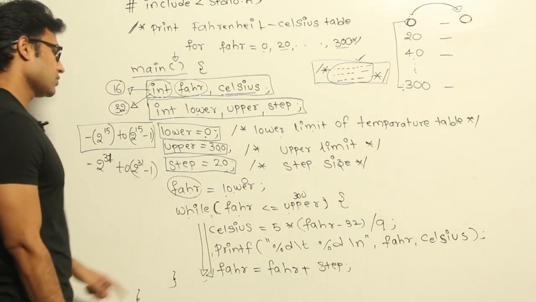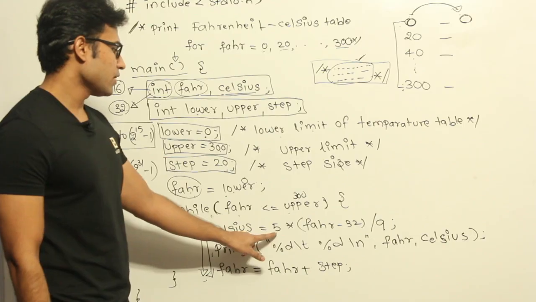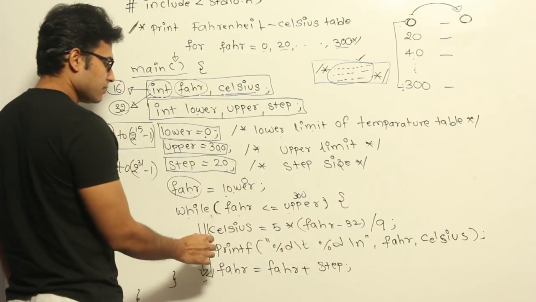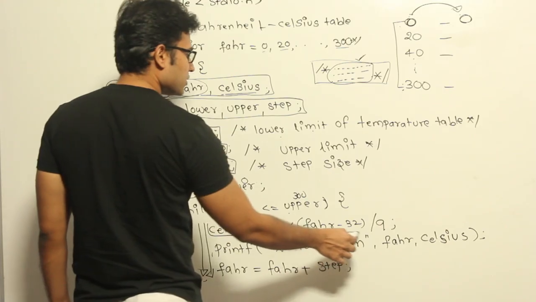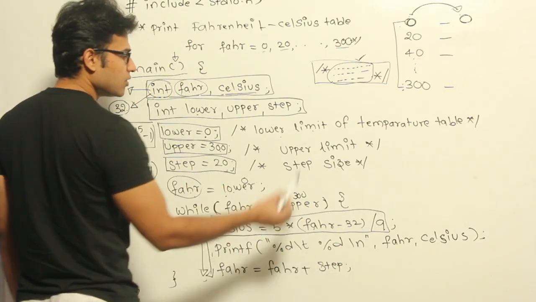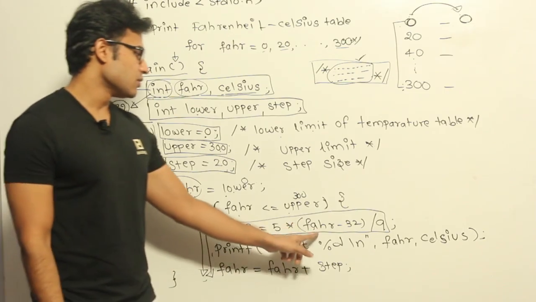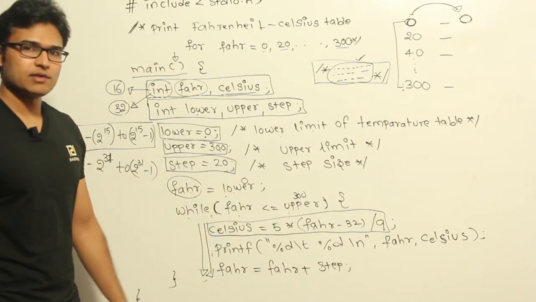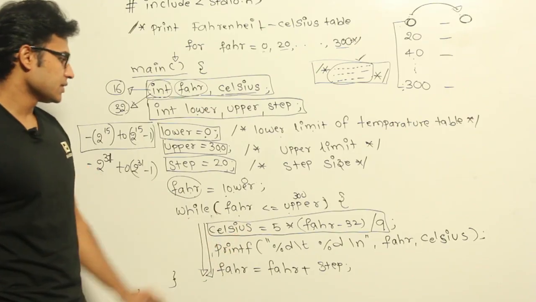Right, now what is this actually doing? celsius equals 5 into fahr minus 32 by 9. This entire line is simply the formula used for conversion, right? We know what the Fahrenheit is. Initially it will be 0, so it will be 0 minus 32, by 9, into 5. Now you are going to get some value for this, and that will be stored in Celsius.